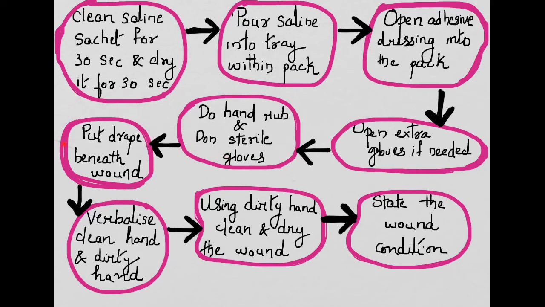Put the drape beneath the wound. This is one step which most of the candidates forget, so be careful about that. You have to utilize the drape and it has to go beneath the wound without touching any key parts. Then you have to verbalize clean hand and dirty hand, which is very important. Candidates can consider their hand which is closest to the patient as the dirty hand, and the other one which is closest to the tray with the sterile pack as the clean hand. Using the dirty hand, clean and dry the wound and state the wound condition.